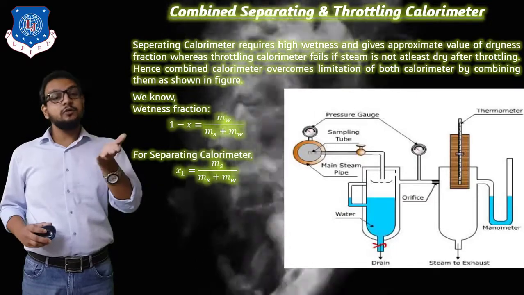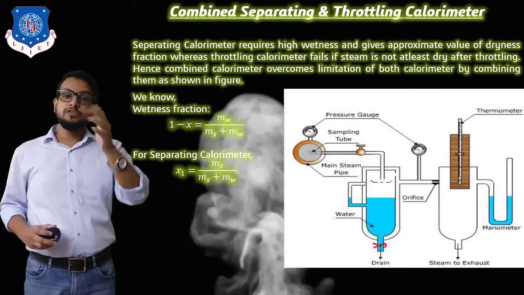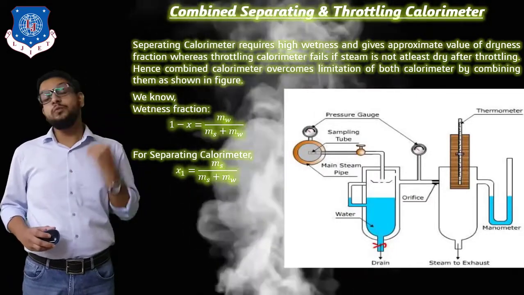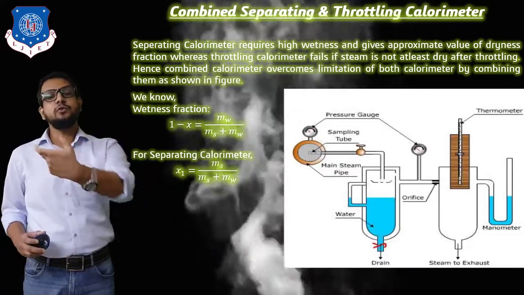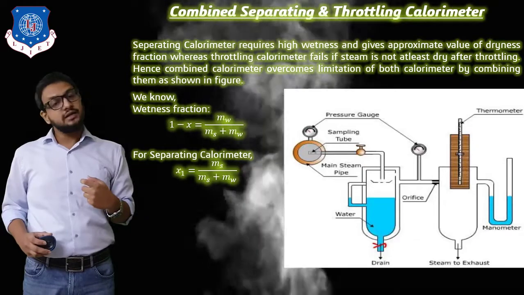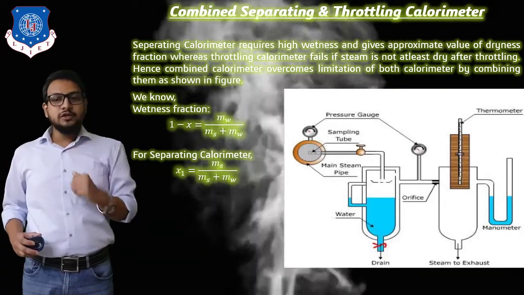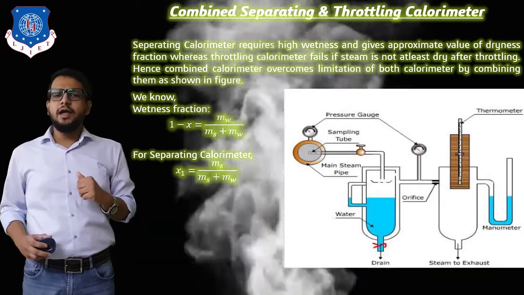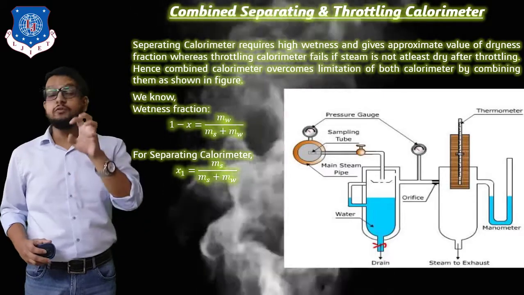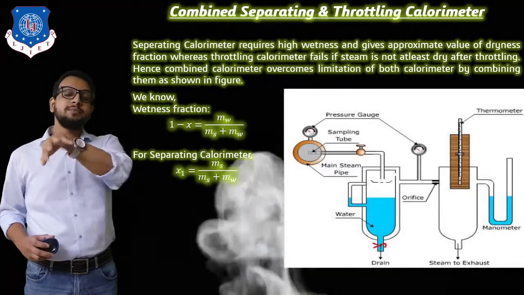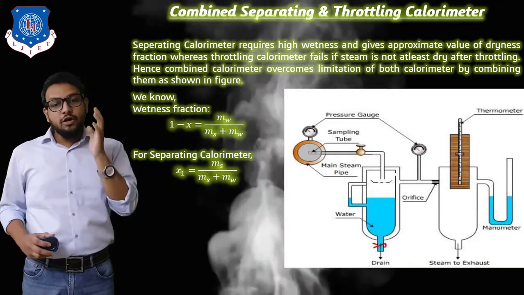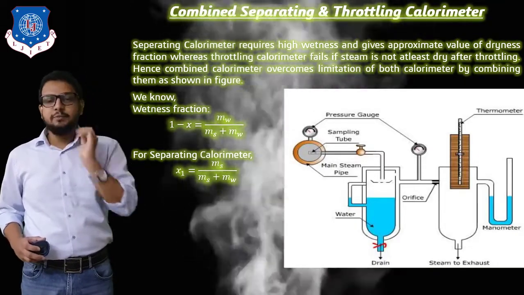Since x is equal to ms upon ms plus mw, similarly the wetness fraction can be obtained as 1 minus x. 1 minus x means wetness fraction, which is equal to mw upon ms plus mw. By using this equation, you can clearly see we can obtain mw, that is the mass of water molecules. mw is equal to 1 minus x into ms plus mw.